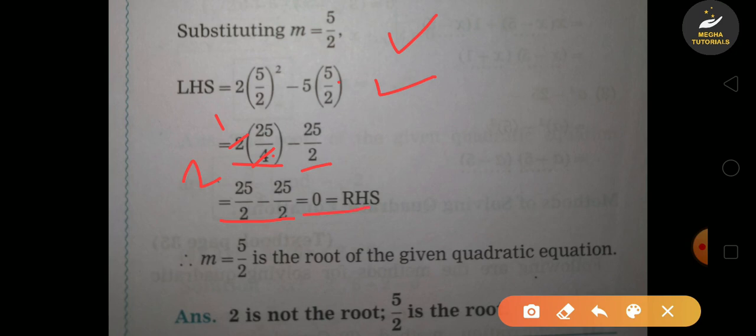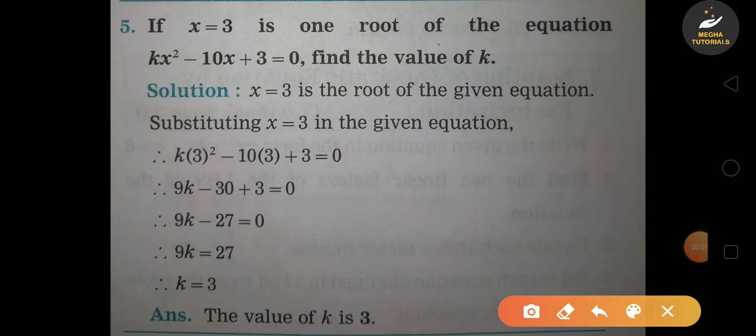It means it is equal to RHS. Final value is coming 0. Therefore we can say that m is equal to 5 upon 2 is the root of the given quadratic equation. So this is final answer. Question 5. If x is equal to 3 is one root of the equation kx square minus 10x plus 3 is equal to 0, then find the value of k.